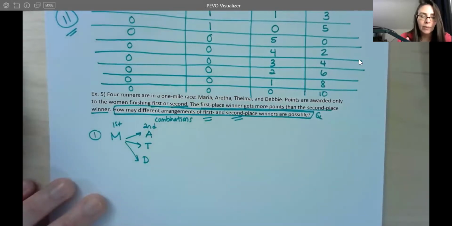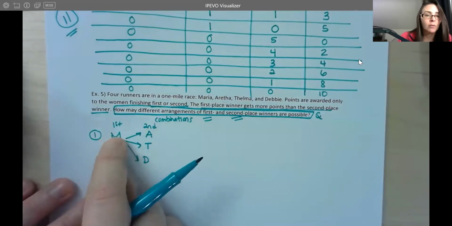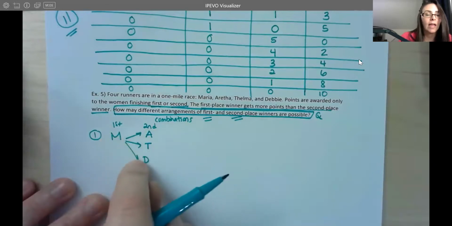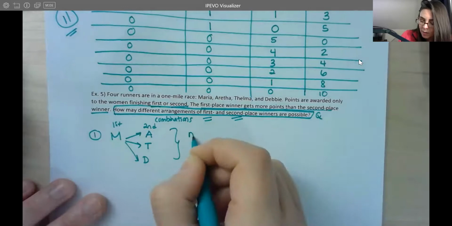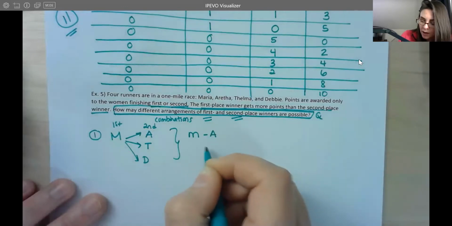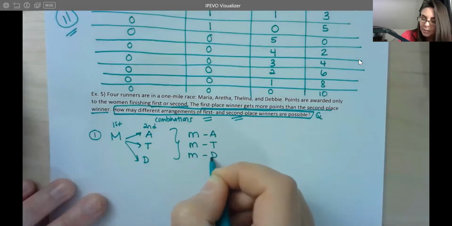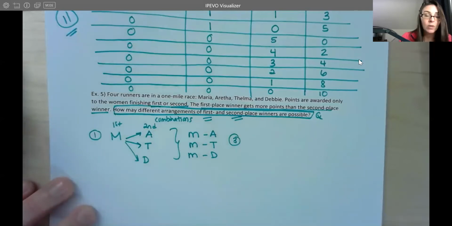So one group of things is that Maria could get first, and then it could be Maria and Aretha, Maria and Thelma, or Maria and Debbie, right? So Maria is first and Aretha is second, Maria is first and Thelma is second, or Maria is first and Debbie is second. So right there, we have 3 possibilities, with just Maria being first.